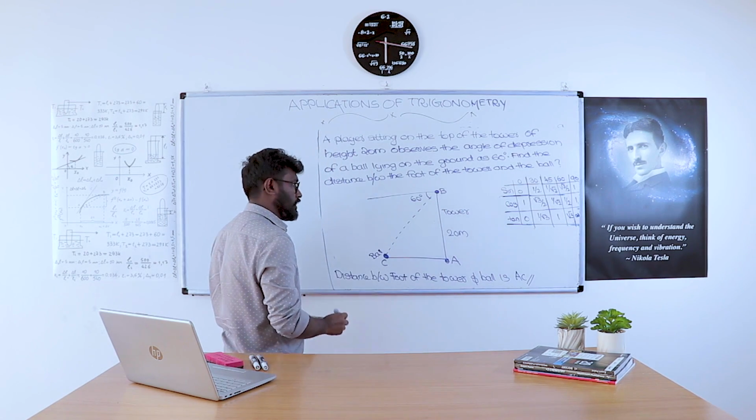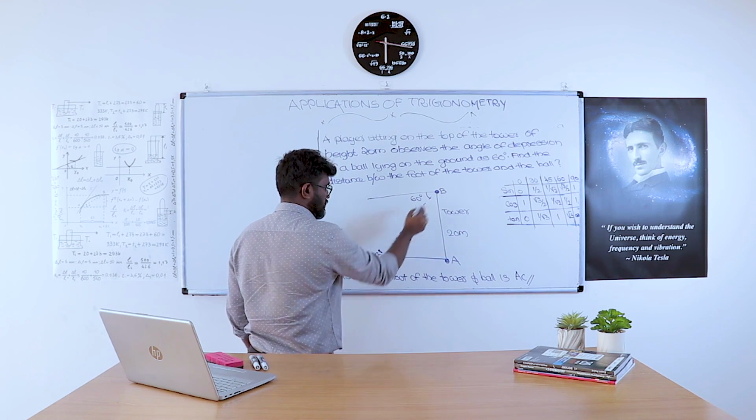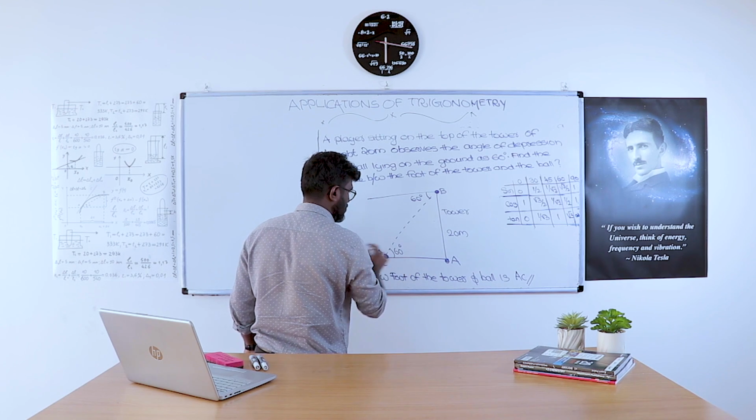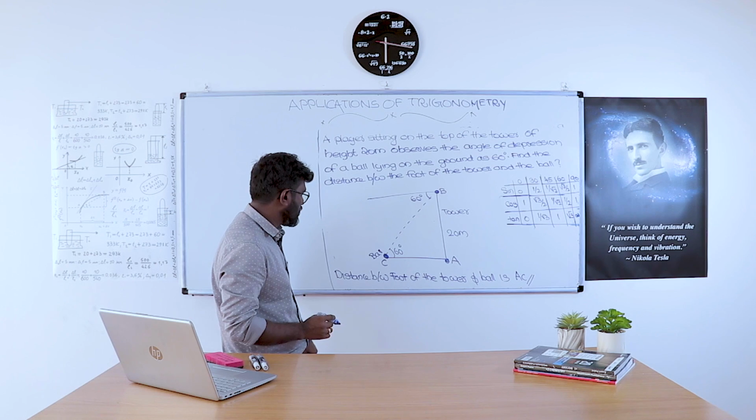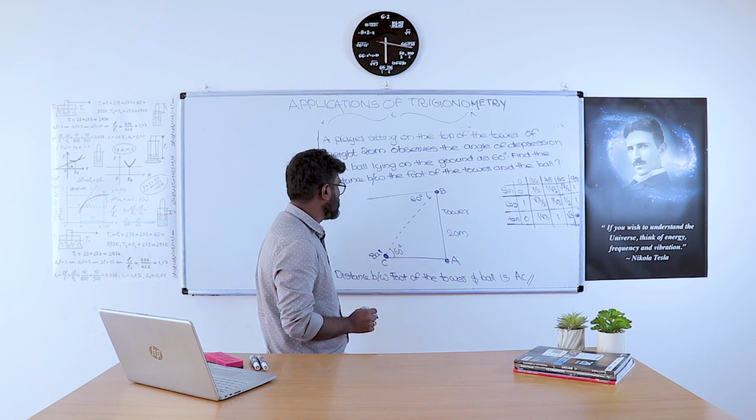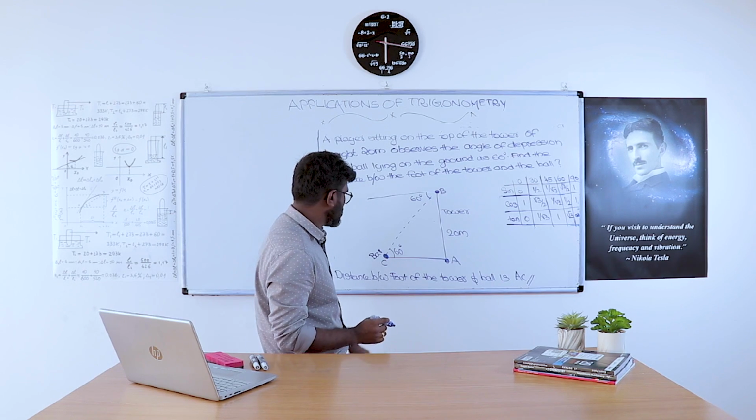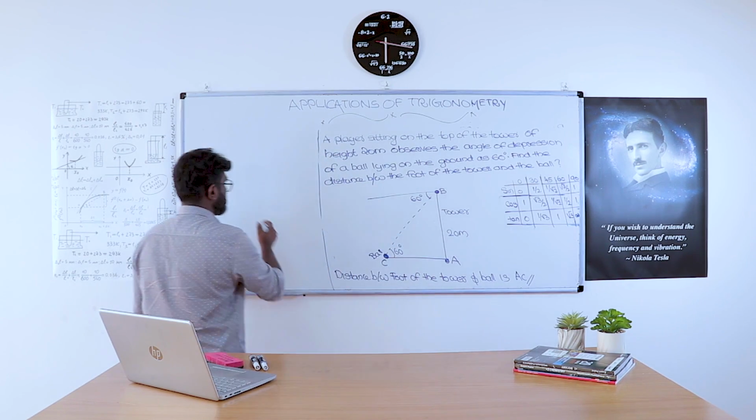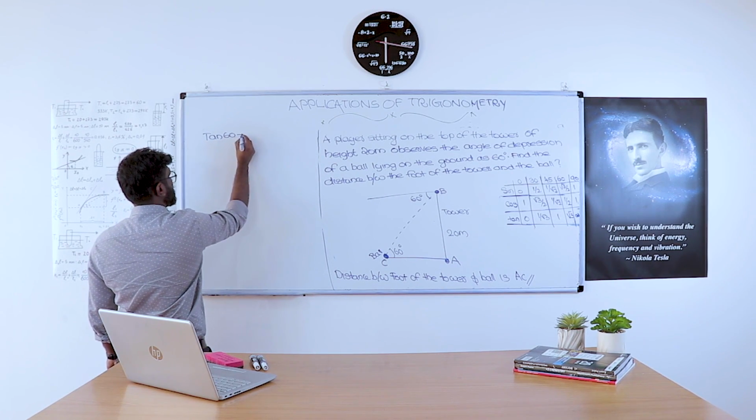So how will you find out AC? AB is given as 20 meter and this angle is 60 degree. If this angle is 60 degree, this angle is also 60 degree, alternate angle. So we want to find out this distance AC. So which ratio is applicable here? Sine, cos or tan? Tan, opposite side by adjacent side. So tan 60 equals opposite side by adjacent side.